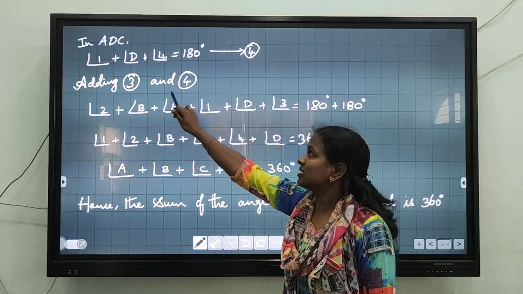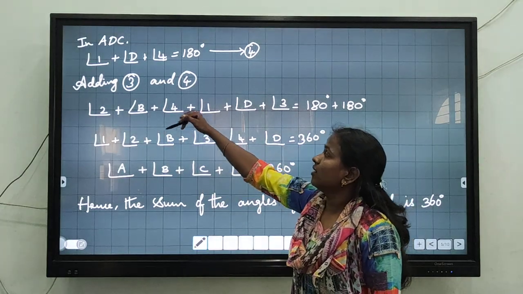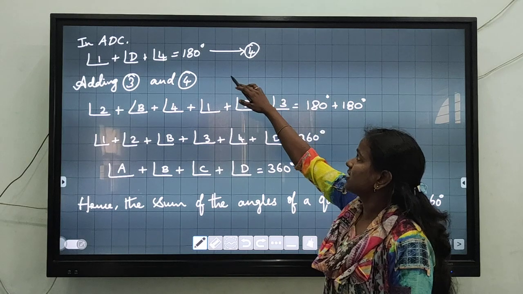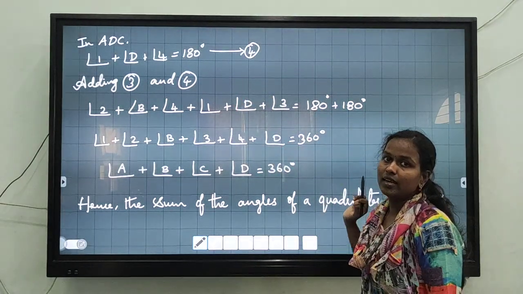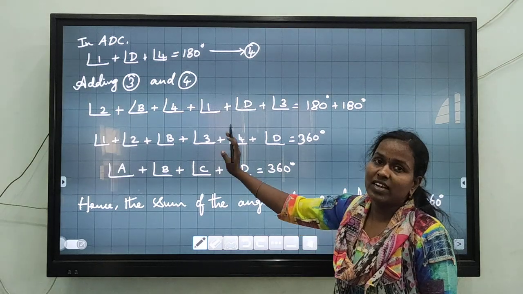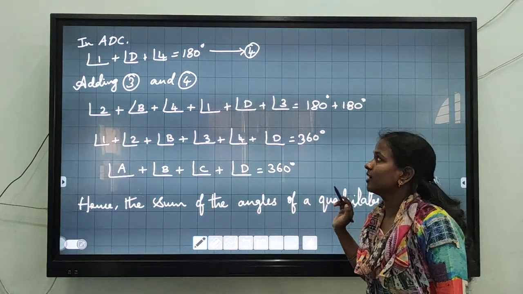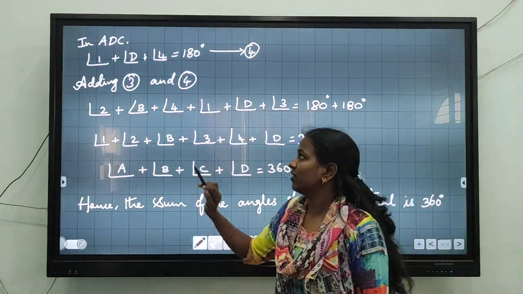So adding equations 3 and 4, I am just substituting. On the right hand side, angle 3 is 180 degrees and angle 4 is also 180 degrees. That comes on the right hand side. So add all the left hand side in the left hand side, and the right hand side in the right hand side. Here 180 degrees plus 180 degrees, and all the remaining on the left hand side.